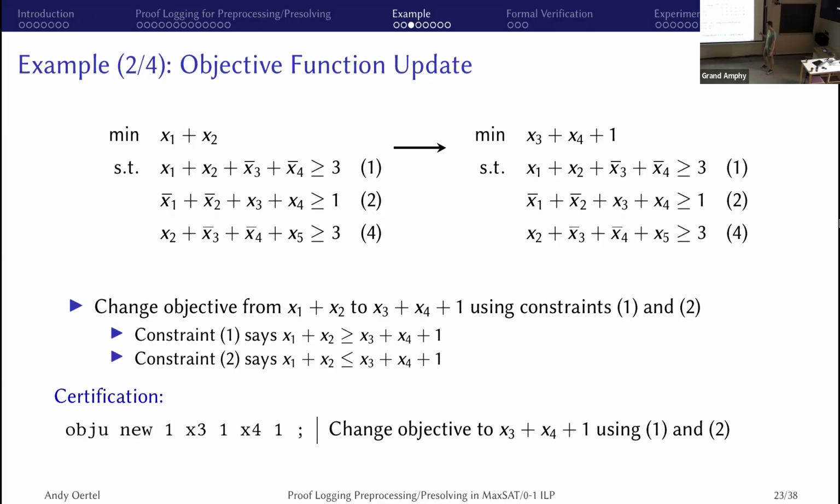And so we can change the objective by saying that our new objective is now x3 plus x4 plus the constant 1. And what we can see directly looking at our problem is that the optimal value for this optimization problem is at least 1, because we have a constant 1 now in our objective.